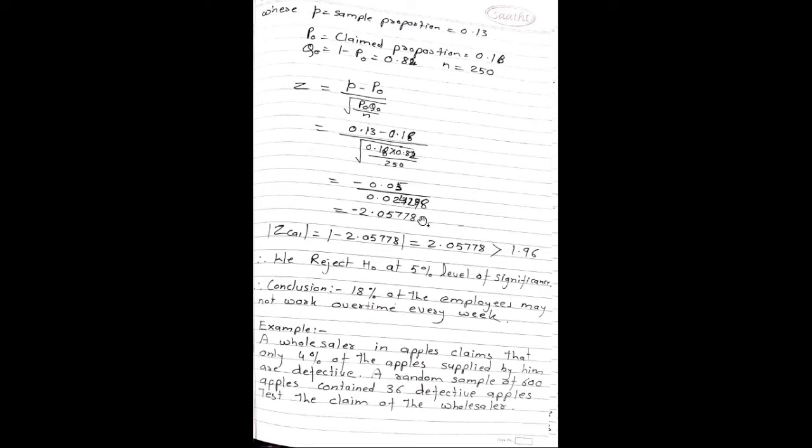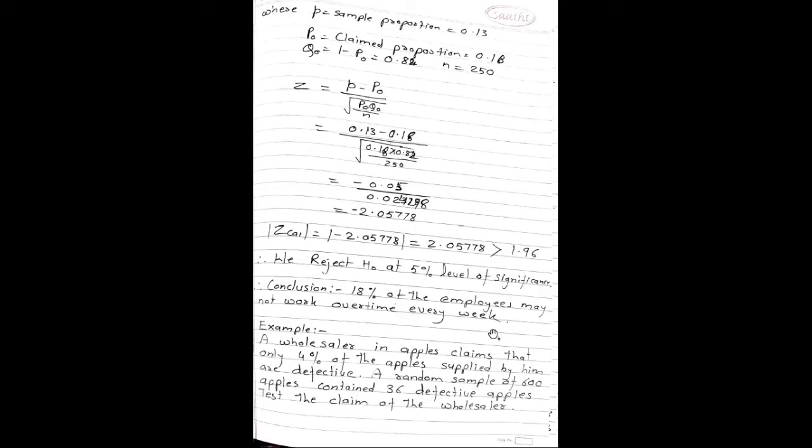Now the level of significance mentioned is 5%. So we can say that mod Z calculated, which is mod minus 2.05778, is equal to positive 2.05778, which is greater than 1.96. We reject H0 at 5% level of significance. So conclusion, 18% of the employees may not work overtime every week.